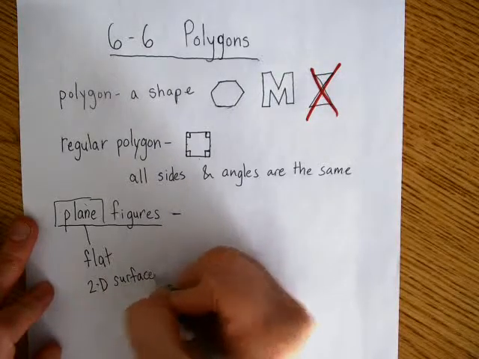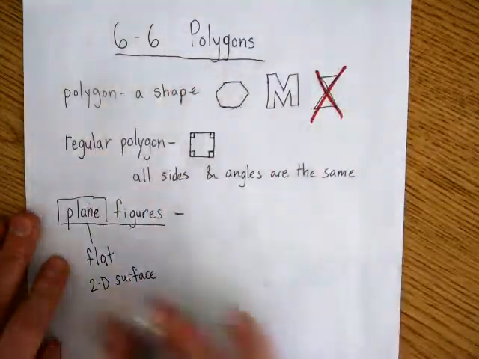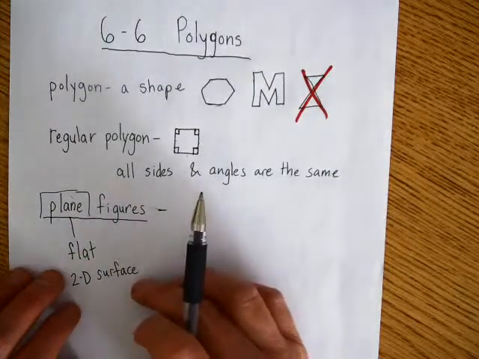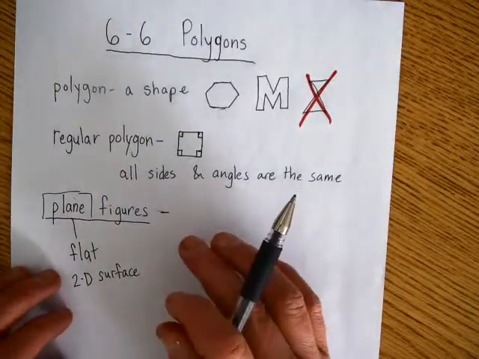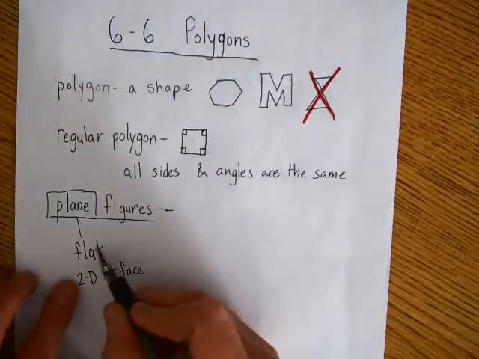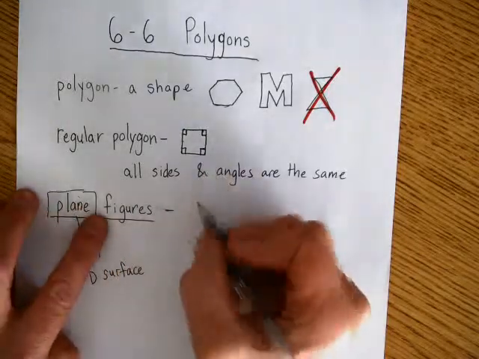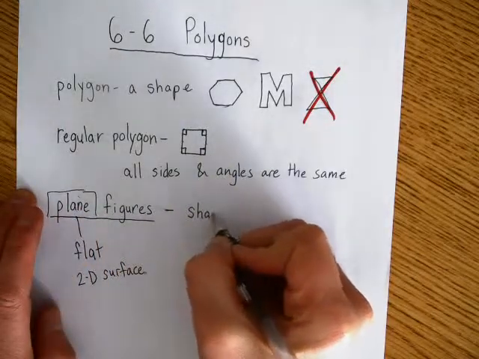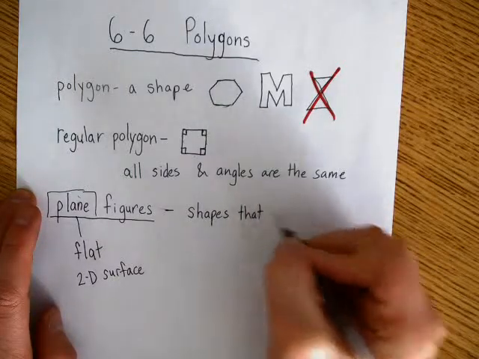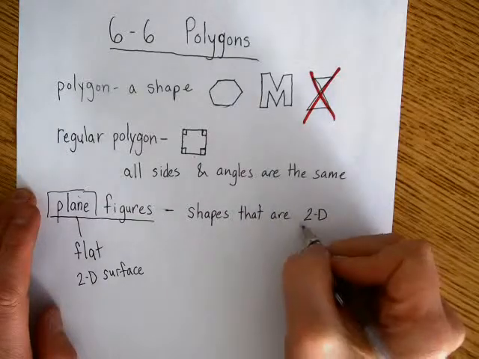So the top of a table, for example, would be a plane. When we write here on a piece of paper, nothing pops out at us, so it's on a plane. You can draw things to look like they pop out at you. That's 3D when they do pop out. But this is a flat 2D surface. So basically, plane figures are shapes that are two-dimensional. That are flat.